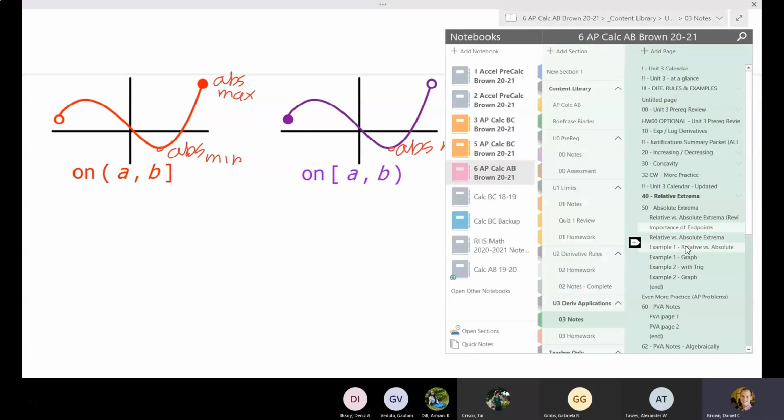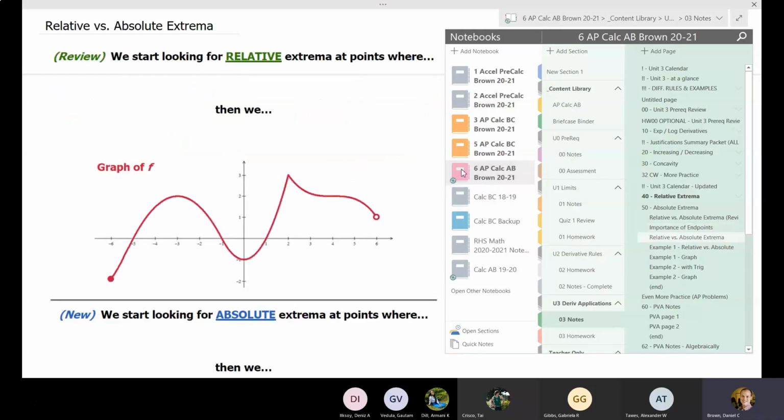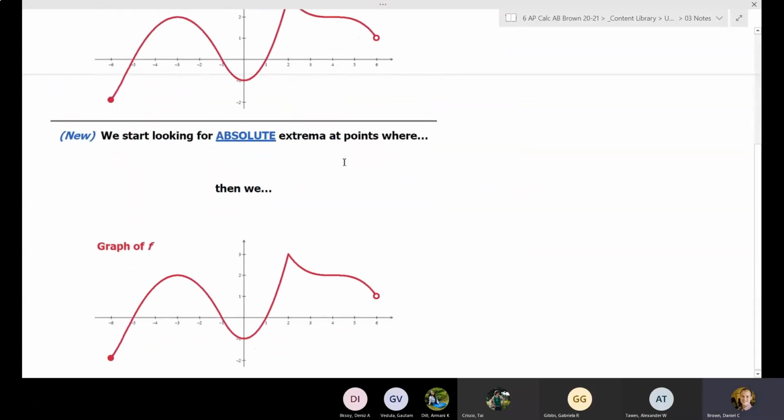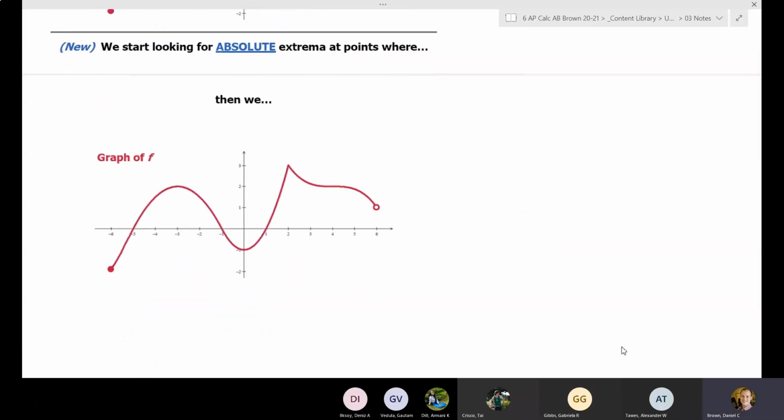So for the example that I want to look at, we did relative extrema yesterday, so I'm not going to review them. We're just going to look at absolute extrema. When you are finding absolute extrema, the first step is very similar to finding relative extrema. The first thing you want to find is the critical points, which we know occur when the derivative is equal to 0 and where the derivative is undefined.